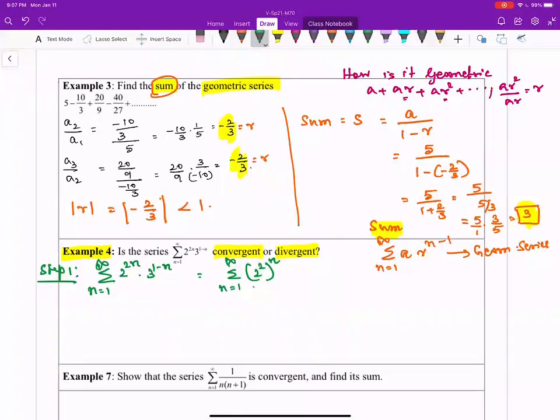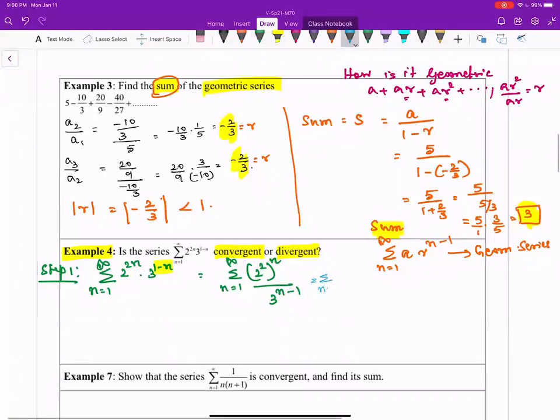Then 3 to the power 1 minus n can be written as 3 to the n minus 1 in the denominator. If you bring the 1 minus n from the numerator to the denominator, the signs get switched. So 1 minus n in the exponent in the numerator becomes positive n minus 1 in the denominator. So now we have written this as sigma n varying from 1 through infinity, 4 to the power n over 3 to the power n minus 1.